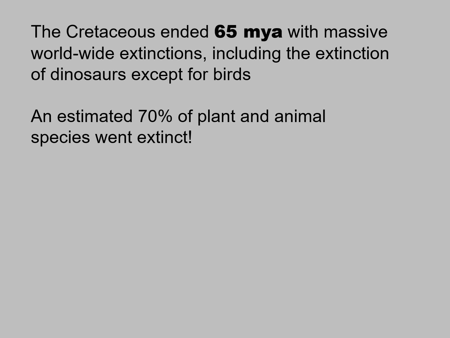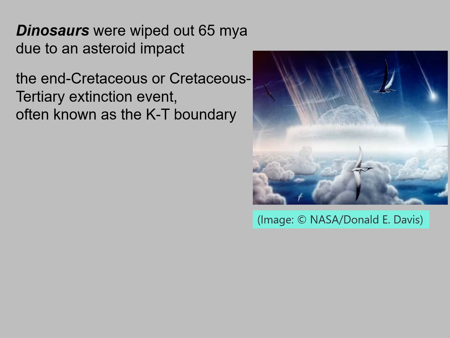The Cretaceous ended 65 million years ago with another set of massive worldwide extinctions, including the extinction of dinosaurs except for birds. An estimated 70% of plant and animal species went extinct. Dinosaurs were wiped out 65 million years ago, we believe due to an asteroid impact.